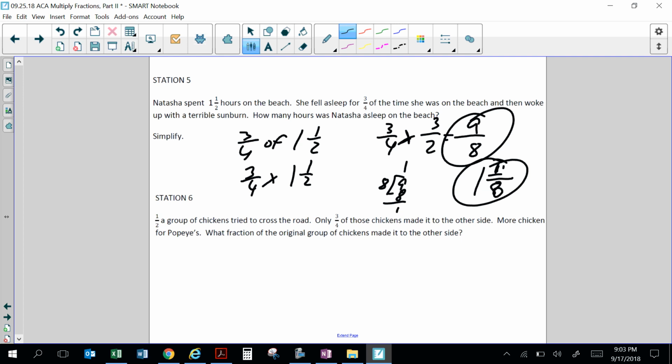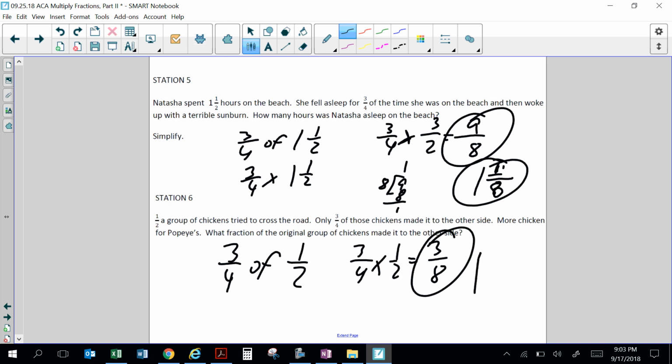And last but not least, half a group of chickens tried to cross the road. 3/4 of them made it to the other side. More chicken for pot pies. So 3/4 of half of a group of chickens. So what's 3/4 of half of a group? So we multiply 3/4 times 1/2. That's 3/8.